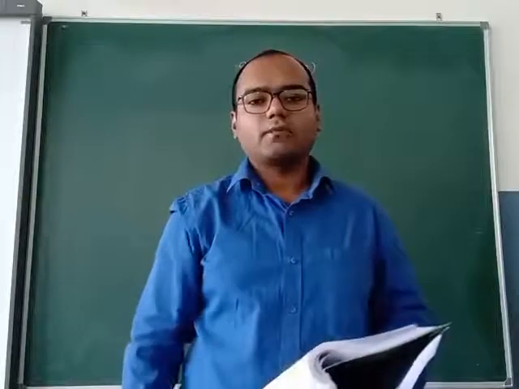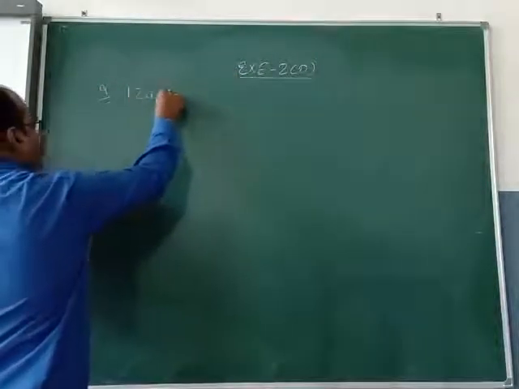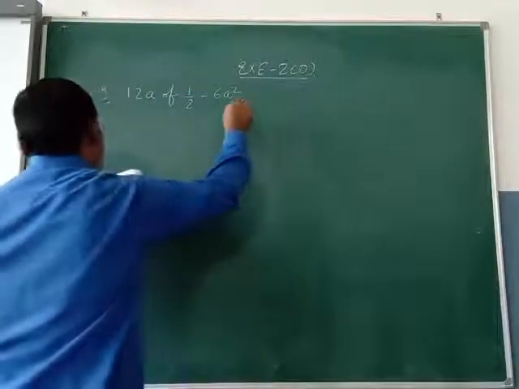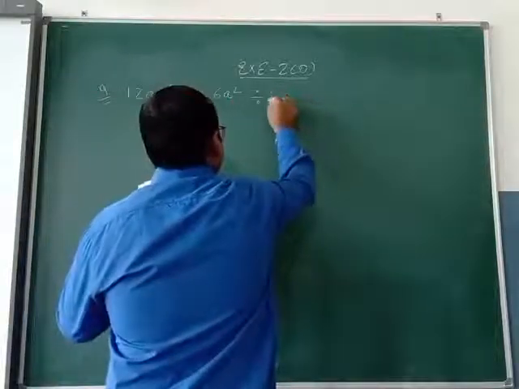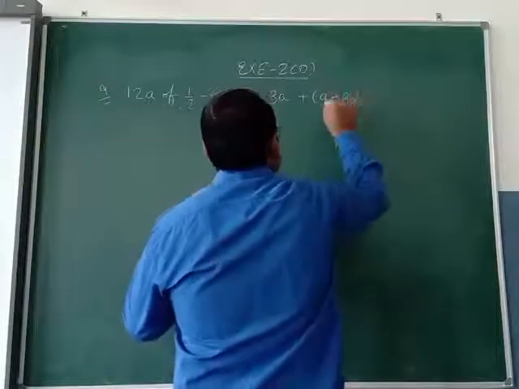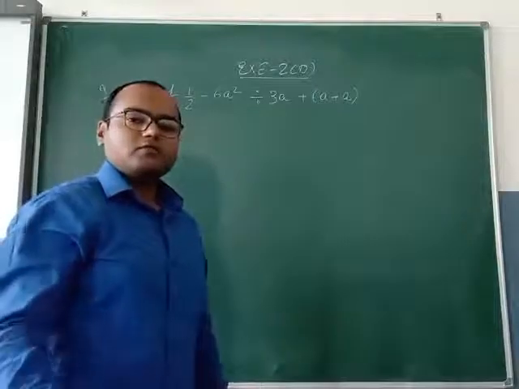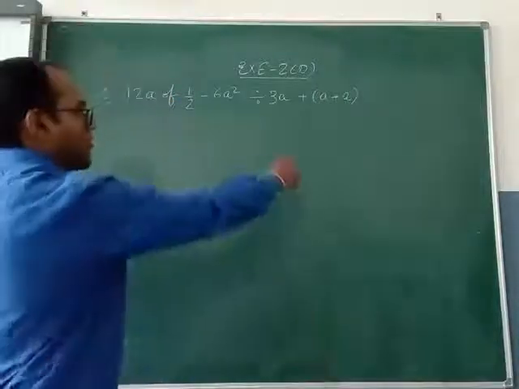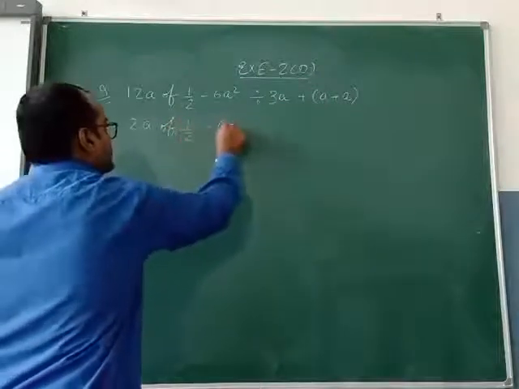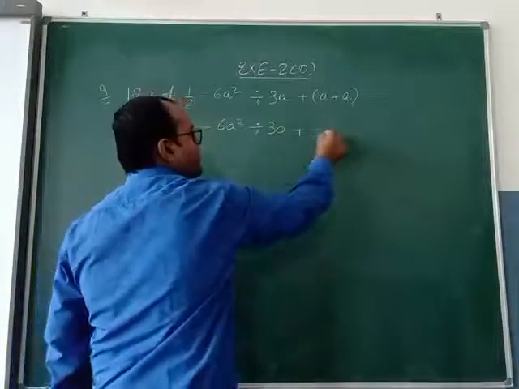Now all of you see question number 9. 12a of 1 upon 2 minus 6a square divide 3a plus a plus a. So in this question also we will use BODMAS. First of all we have to solve the small bracket. Small bracket is coming there. So rest of the things we will write as it is. a plus a will be 2a.